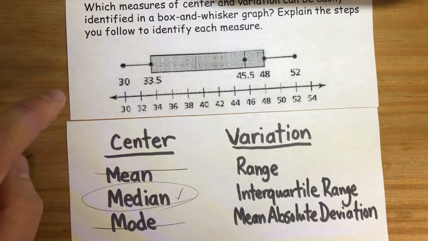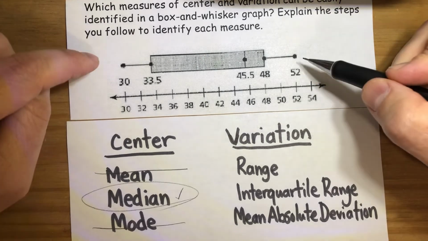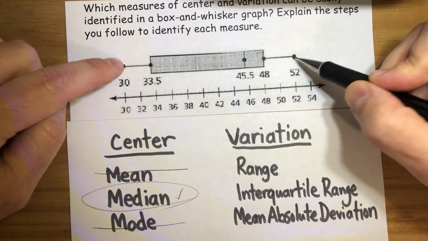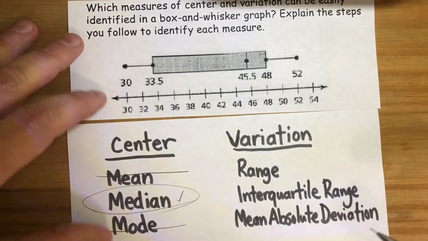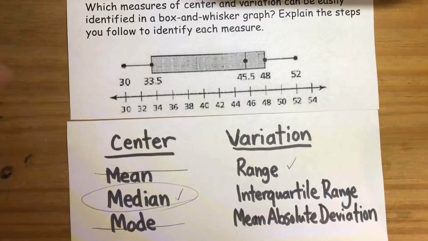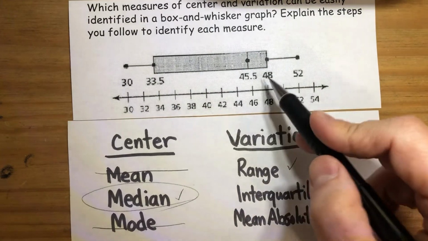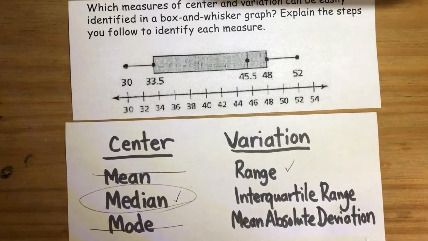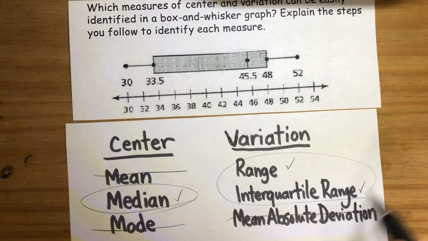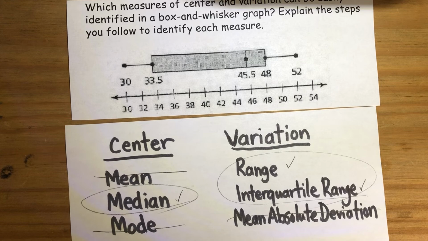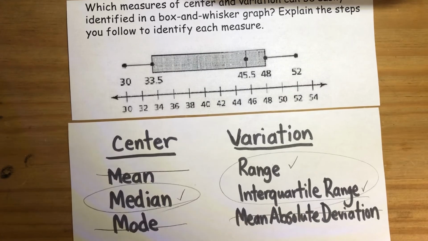But I can also find my range, because if you'll remember, the box and whisker graph identifies the upper extreme and the lower extreme. So I can easily subtract 52 and 30 to get my range. I also know that my box and whisker graph shows me my quartiles, the third quartile and the first quartile, so I can subtract 48 and 33.5 to find my interquartile range. However, because I don't know the mean, I cannot find my mean absolute deviation. But you're going to notice that I can get my range, my interquartile range, and my median when looking at a box and whisker graph.